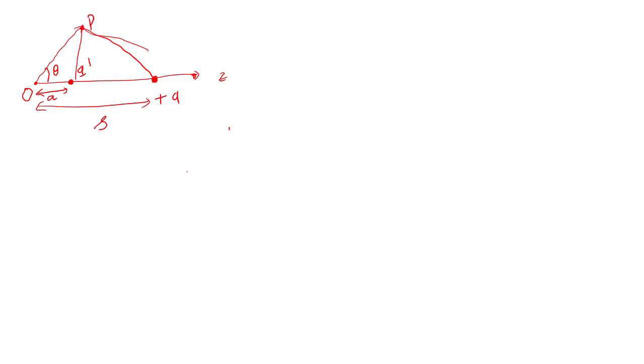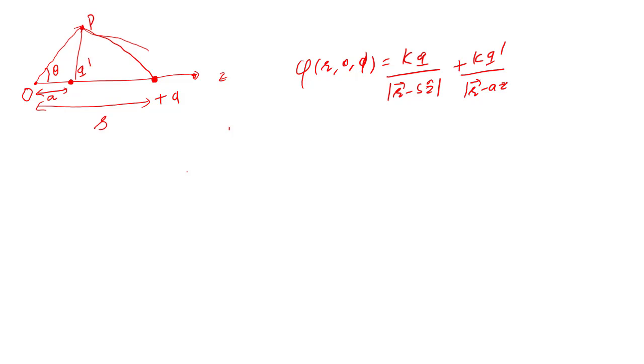So you can use a law of cosines and rewrite the potential. The potential that we got for this configuration was k times q by the magnitude of r minus sz for the first charge, and for the second charge k q prime by the magnitude of r minus az. So from the law of cosines I can write this magnitude of r minus sz as essentially r squared plus s squared minus 2sr cosine theta. It's law of cosines, right? So this is r here.